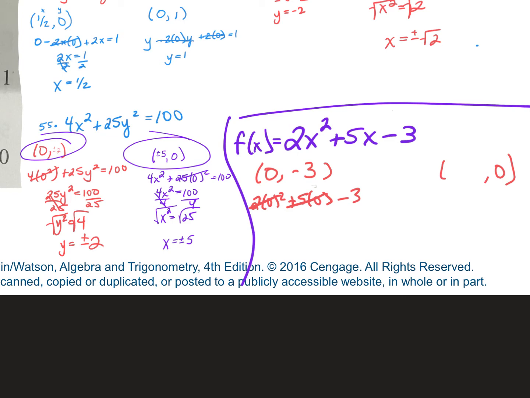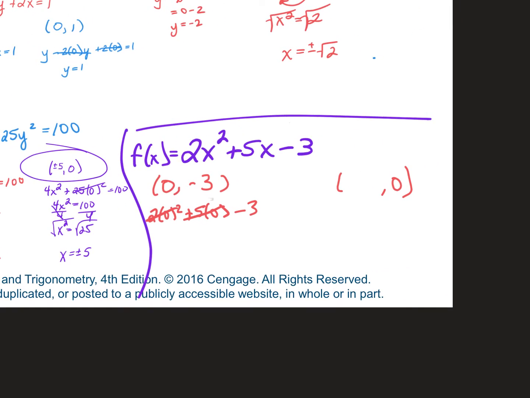Now, this is not a trick question, guys. We've been doing this the last few days. If I am finding the intercepts for x, I'm finding the solutions, I'm finding the roots, whatever, we plug in 0 for y. Well, f of x is a fancy way of saying what? Y. So I have 2x squared plus 5x minus 3 equals 0.